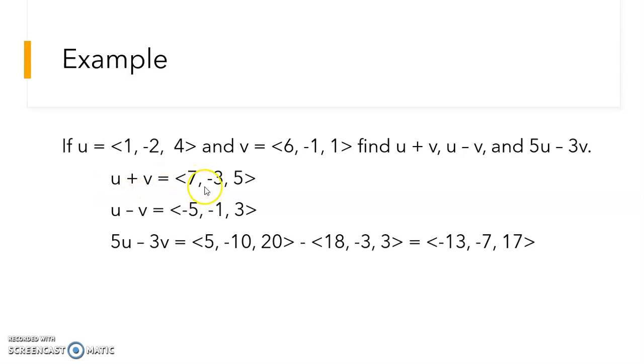For u plus v, I got the component form 7, -3, 5. U minus v, I got -5, -1, 3. And for 5u minus 3v, I got -13, -7, 17.